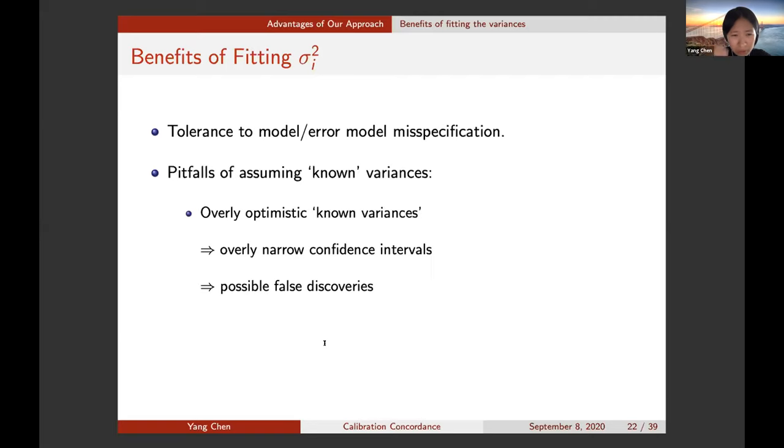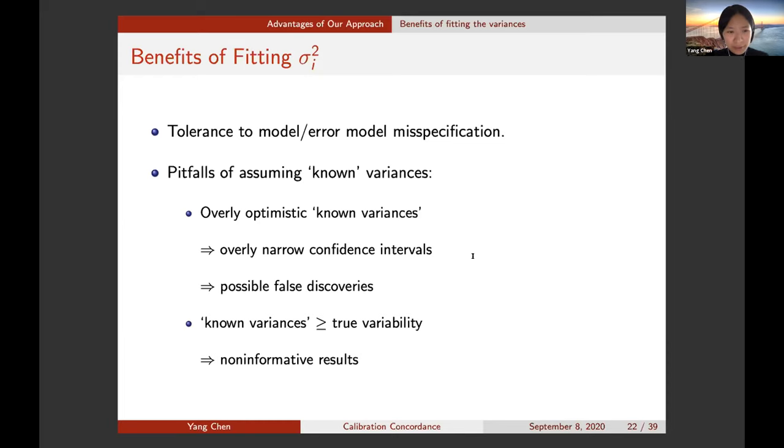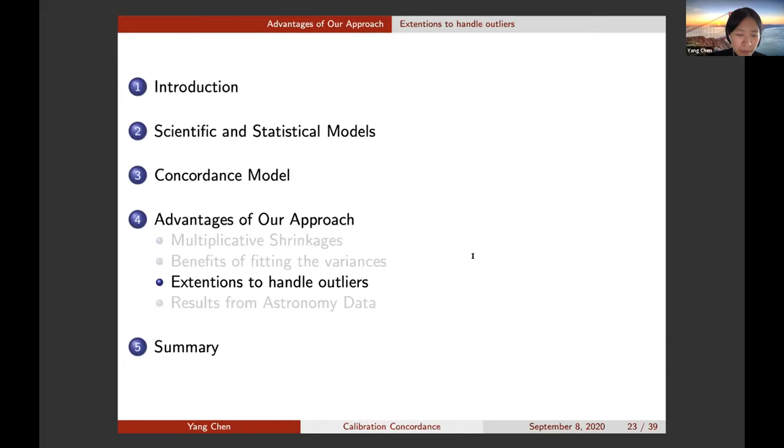And there are some pitfalls of assuming known variances. If we have overly optimistic known variances, then we have overly narrow confidence intervals, and that will lead to possible false discoveries. And if the known variances are much larger than the true variability in the dataset, then we give non-informative results; too large error bars are not desired in practice. And we did some extensions to handle outliers, because in astronomical observations, outliers exist.